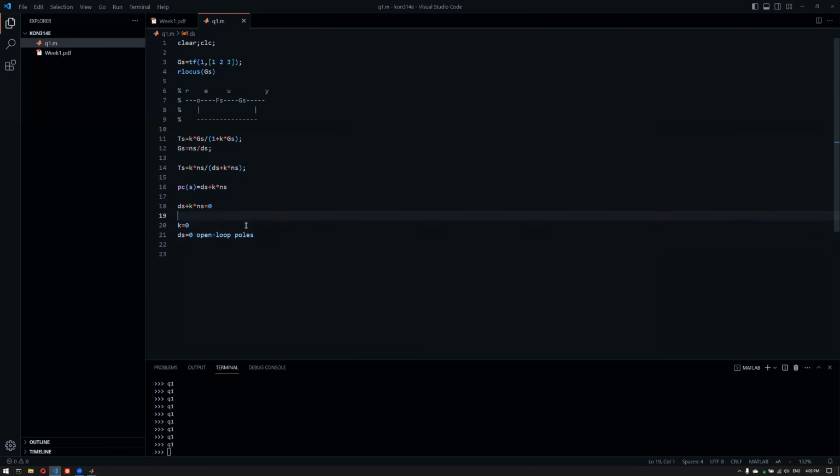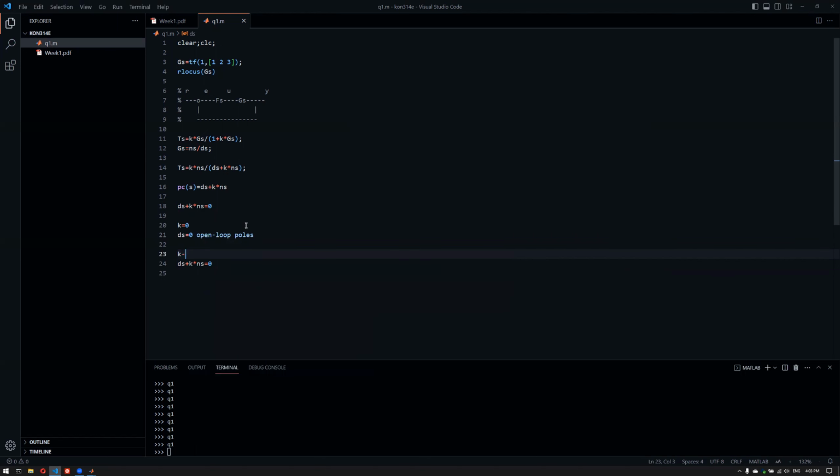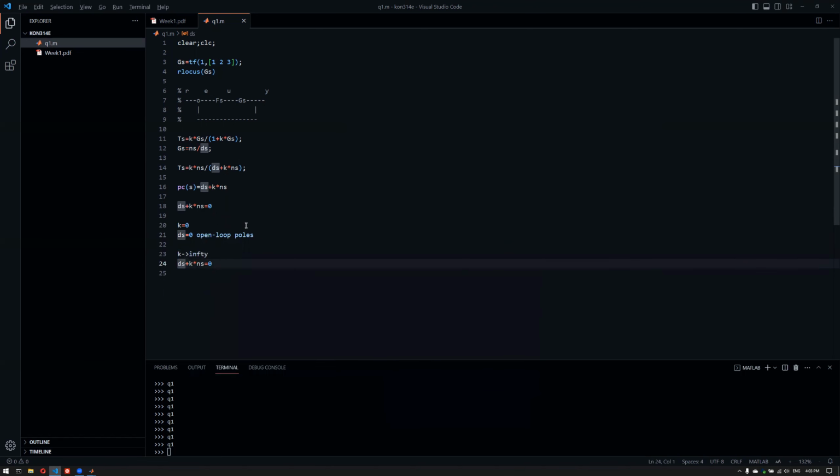It's also possible to show you that if k is very, very big, or tends to infinity, then I can alter this a little bit. I'm just going to divide by k, because k is not 0. k is not infinity. I'm just dividing by k and then looking at the limit here. Since k tends to infinity, ds divided by k will tend to 0. So I'll get ns equals 0.